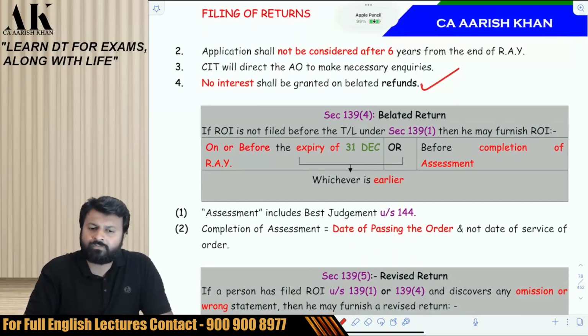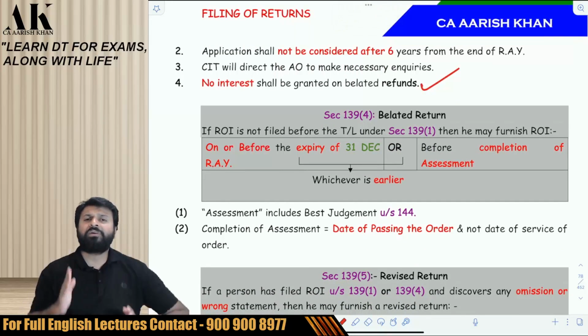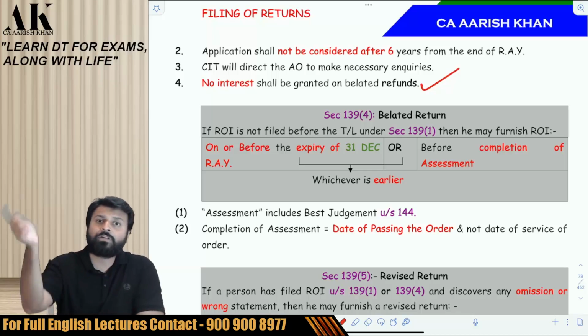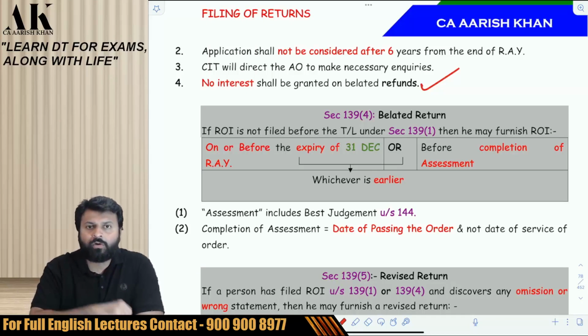That is 139 subsection 4, belated return. If you do not file the return on time, then you have to file a belated return. By when? By 31st December, or before completion of assessment, whichever is earlier. Now, which assessment are we talking about?